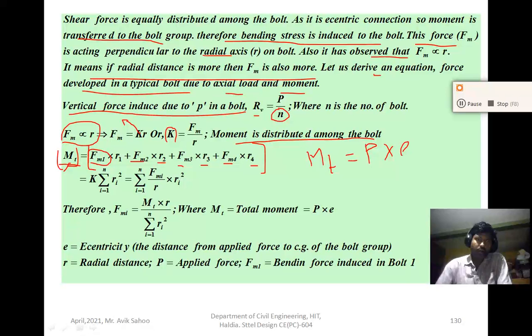Now we know that K is equal to Fm by R. So if I put the value of K, then we get the square of the radial distance, where I is the number of bolts, meaning I ranges over the limits, I is starting from 1 to n, and n is the number of bolts. So this is Ri square.